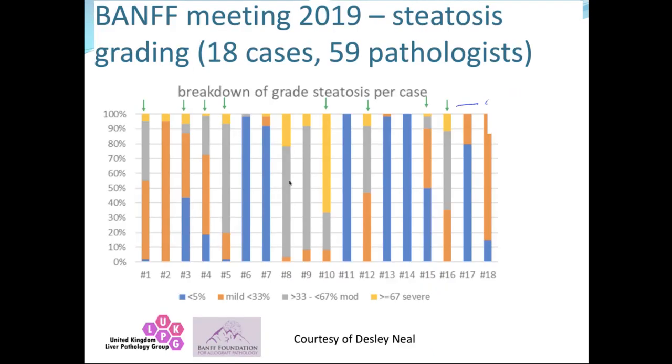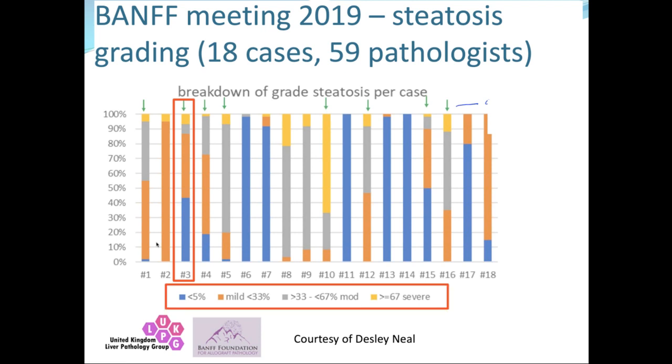So I must say I was a little disturbed when I was asked to take part in this Banff study, in which 59 pathologists graded liver cases for macrovesicular steatosis. And if you look, for example, at case 3, you can see that the same case was actually called normal, mild, moderate, or severe. So this is one case by different pathologists around the world. I'd like to thank Desley Neal from Birmingham for giving me permission to use this slide.